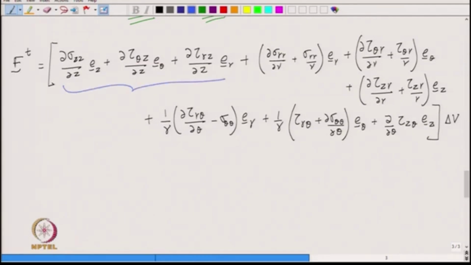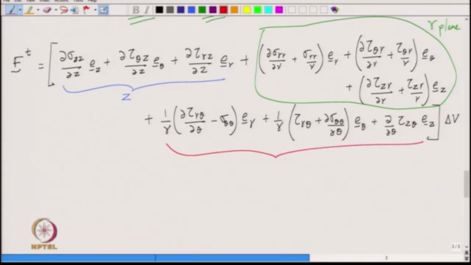So, this is due to the z plane, these are due to the r plane, and finally, these are due to the theta plane. This is only the traction force.